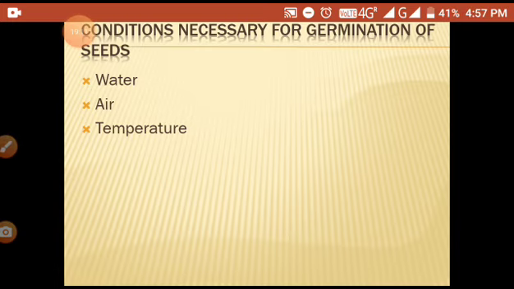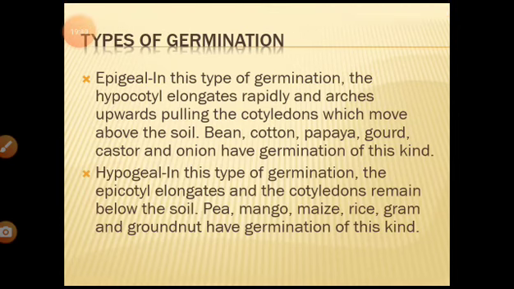Or you can take the example of the polar regions. Here the temperatures are below 0 degrees C, so there are no plants. And above 40 degrees C is the temperature in desert areas, so there also no plant can grow easily. So these are the conditions necessary for germination of seeds.